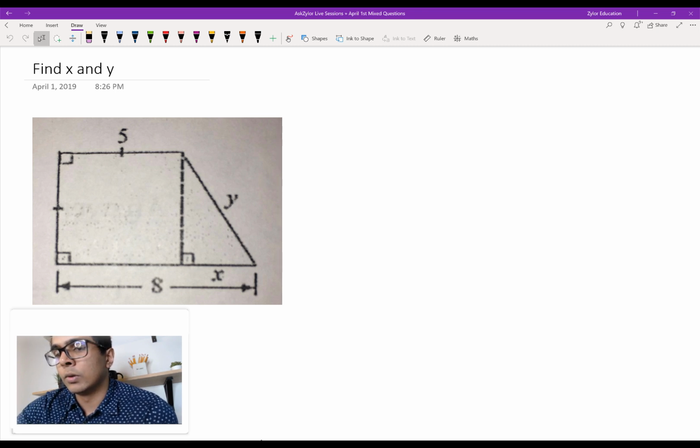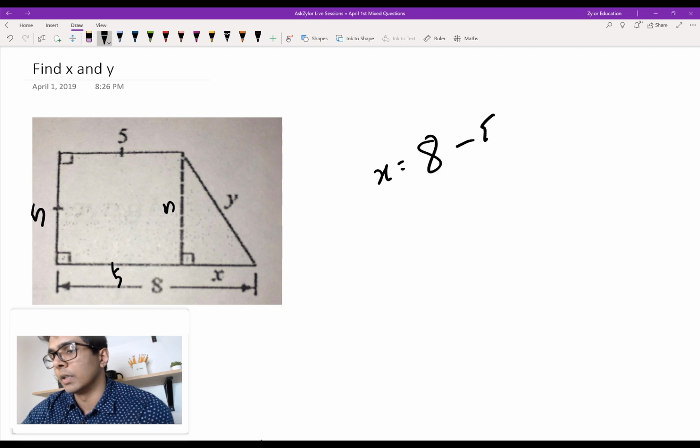So I know these sides are the same because of this symbol, so I know this is 5, so that means my side is going to be 5. If this is 8, that means this has to be 5 as well, so my x is easy to find. It's simply going to be 8 minus 5, so my x is going to be 3.